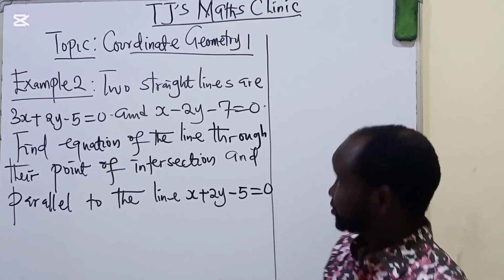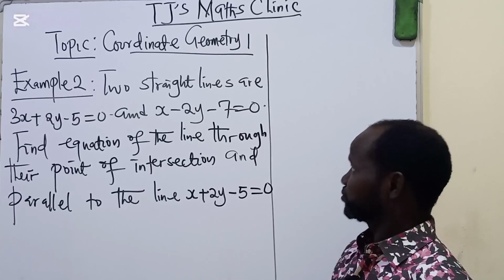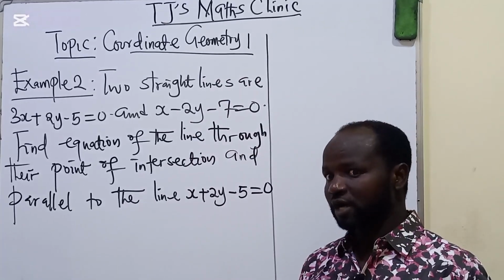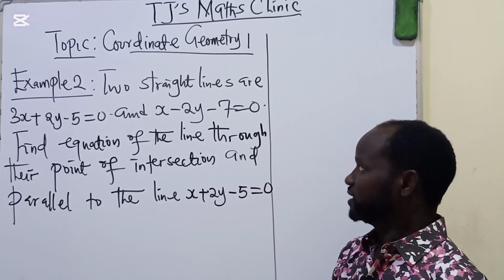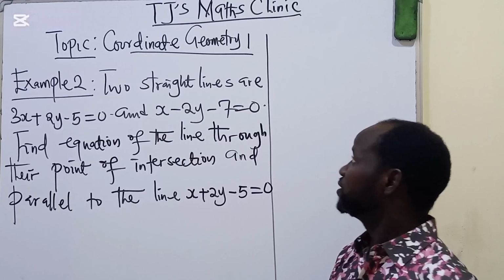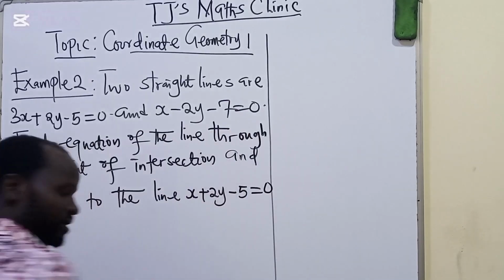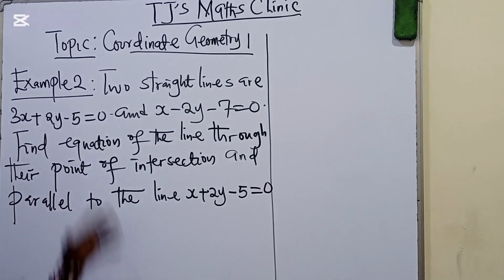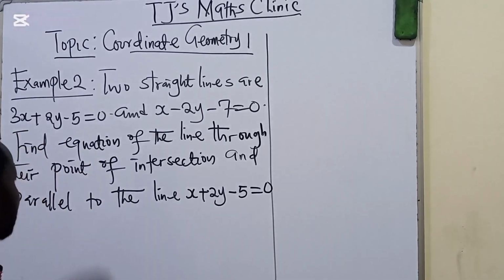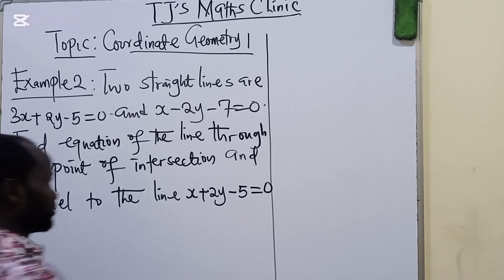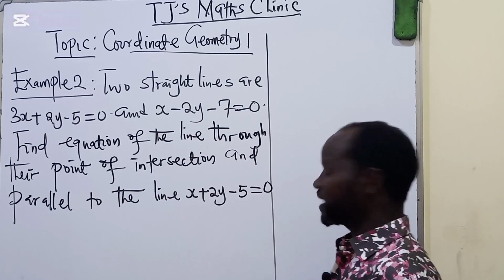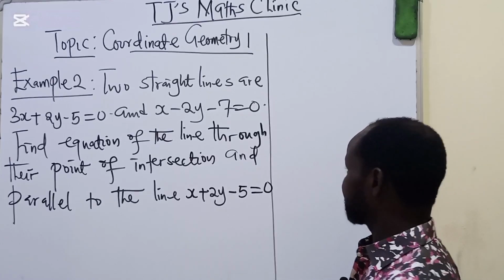In today's presentation, we continue with our solutions to coordinate geometry. With us here is example 2 under condition for parallelism. Let's look at how we can handle this question. Two straight lines are 3x plus 2y minus 5 equals 0 and x minus 2y minus 7 equals 0. We are asked to find the equation of the line through their point of intersection and parallel to the line x plus 2y minus 5 equals 0.